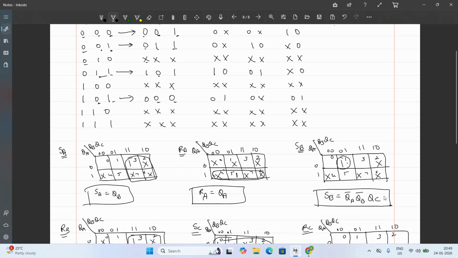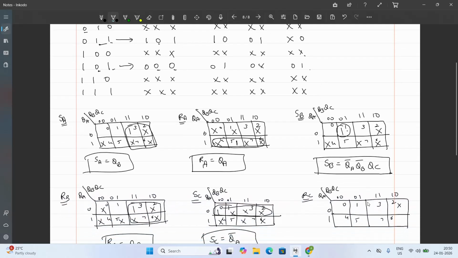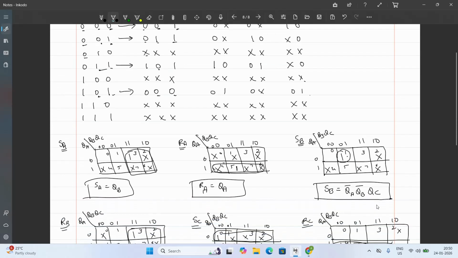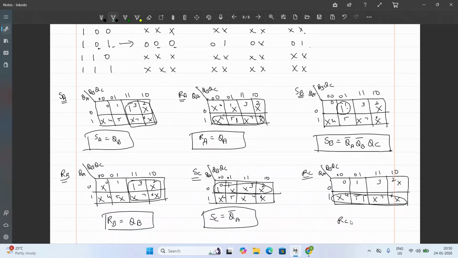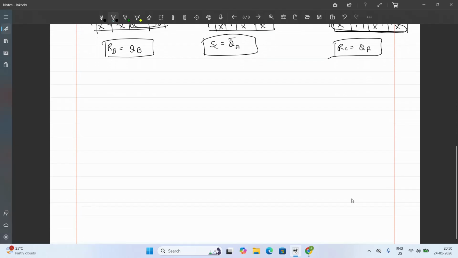And the last one, that is RC: 4, 5, 6, 7. So here we'll get RC also as QA. Your RB, RA and RC are the same. So you have all the six outputs now.